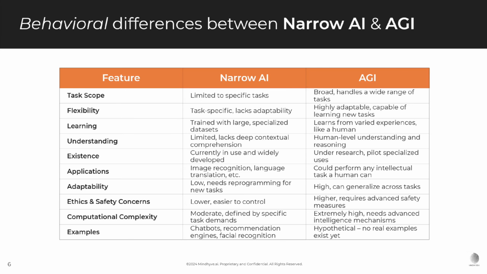Computational complexity: AGI is very, very expensive compared to narrow AI. And examples, for AGI, it's hypothetical. No real examples exist yet that you can acquire. There's no commercial grade AGI that you can acquire, like you can acquire chatbots or recommendation engines or facial recognition embedded in your iPhone. That kind of AI is easily accessible to the average person. AGI is not accessible to the average person. Our AGI is extremely expensive. When used in an autonomous fashion, it runs in 8 figures.